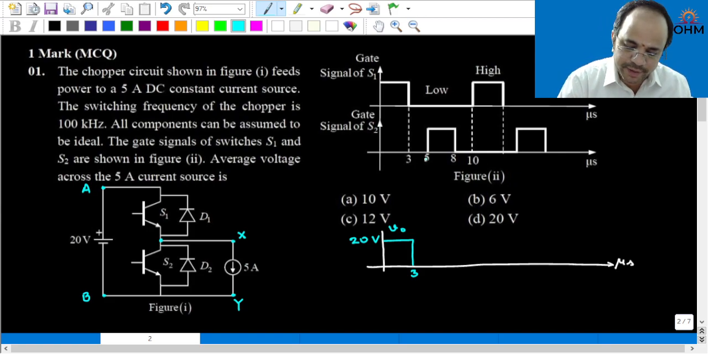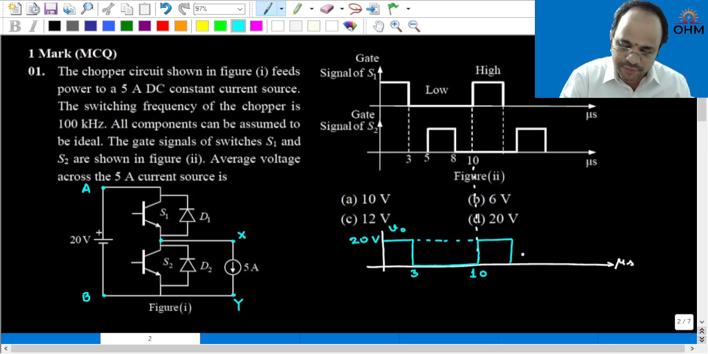Next, from 3 to 5 microsecond, there is no signal for any of these switches, therefore neither S1 nor S2 will be turned on. And from 5 microsecond to 8 microsecond, S2 is turned on. So whenever S2 is turned on, then what happens? X terminal will be directly connected to Y, and hence it is simply something like a freewheeling action. Therefore, voltage between XY terminals becomes 0. So from 5 microsecond to 10 microsecond, we will not get any output voltage. Again, the same waveform will repeat periodically in the next cycle. So one cycle time is 10 microsecond.